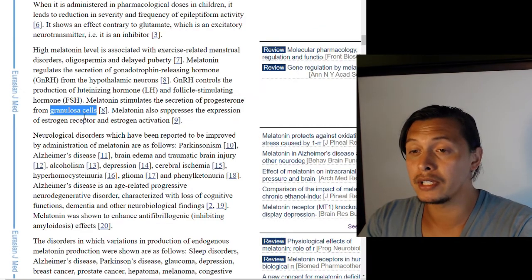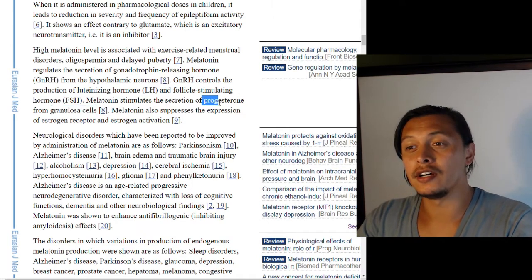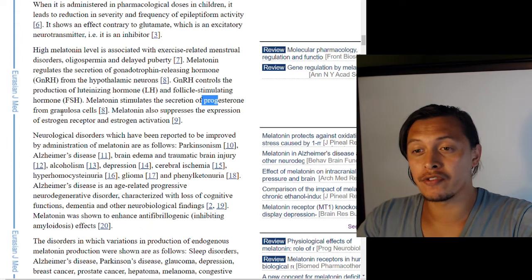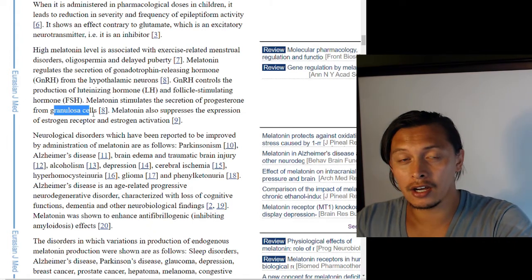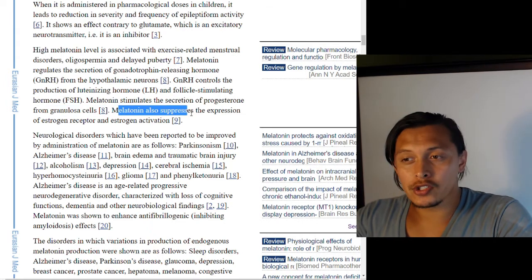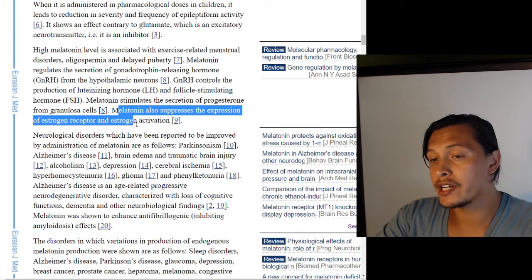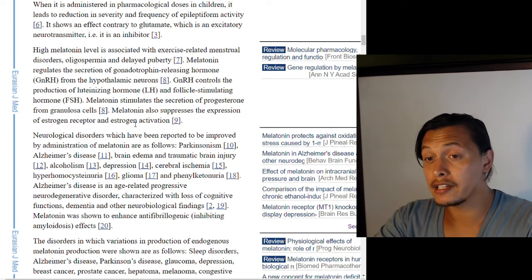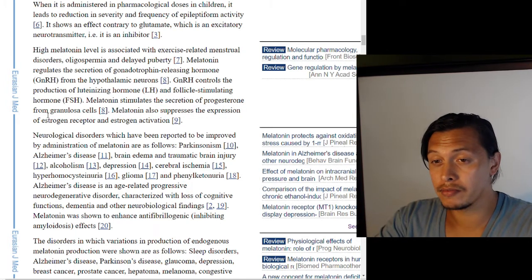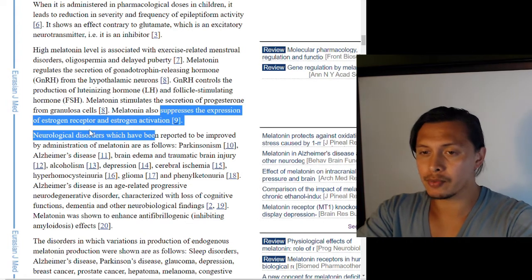So this would be something that stimulates the secretion of progesterone from these female-centric cells, right? Melatonin also suppresses the expression of the estrogen receptor and estrogen activation. So that's interesting, that it can actually support some hormones while downregulating other hormones as well.